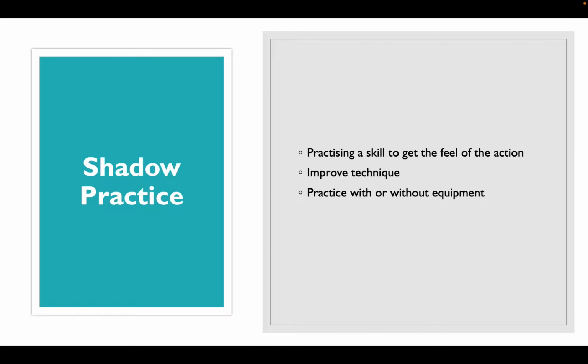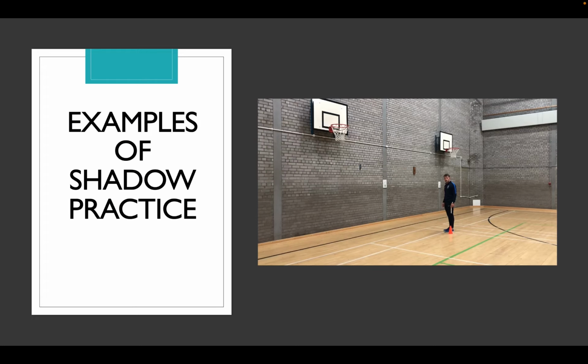Now you can do this with equipment or you can do it without equipment. For example, taking a practice swing in golf is a form of shadow practice. It could be in badminton that we're trying to hit an overhead clear over and over with just a racket in our hand. Here's a couple of different examples of shadow practice.